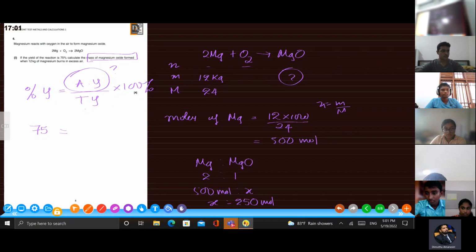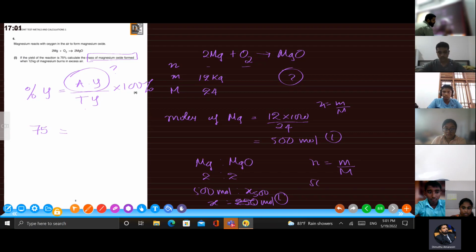Right? So you get 1 mark for magnesium moles. You get 1 mark for magnesium oxide moles. 2 Mg to magnesium oxide. Yes. Sir, if it's 2:2, can we? It's 1:1. It's 1:1. A thousand apologies. Right? So you get 500 moles. So then 1 mark. And now you are going to find the mass of magnesium oxide.